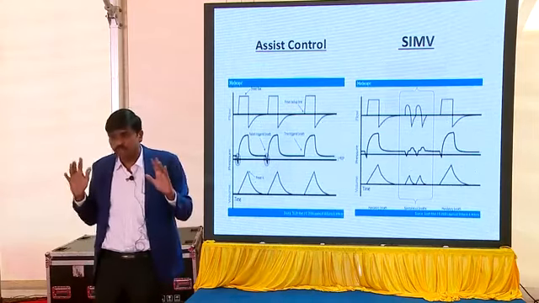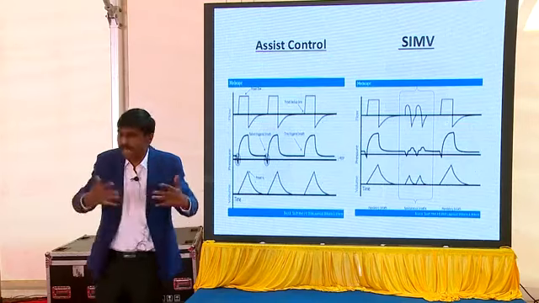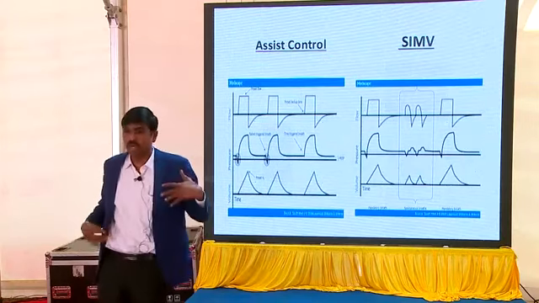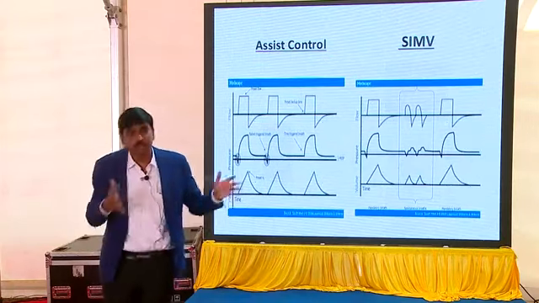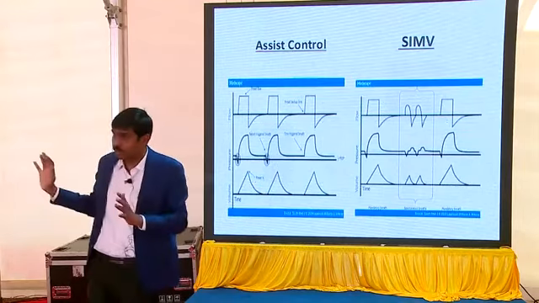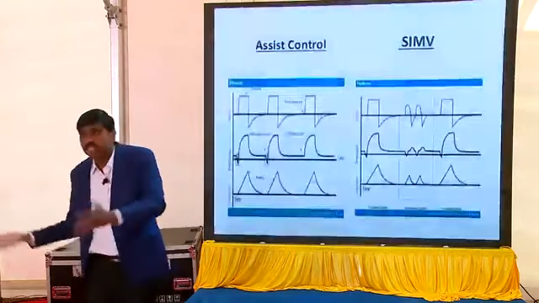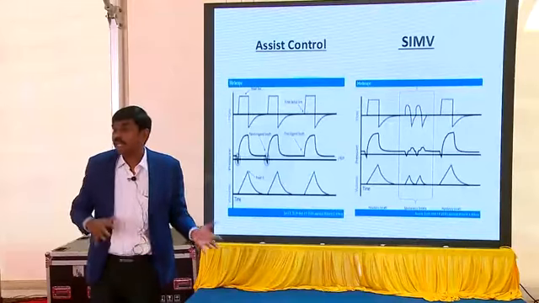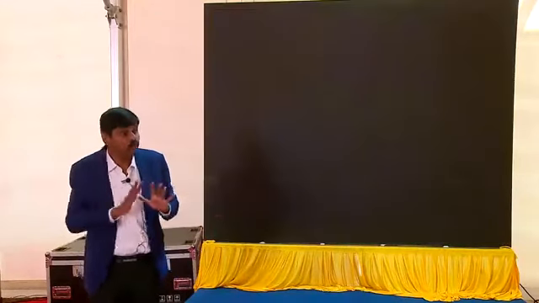So I ask my residents, what ventilation modes have you worked with? Some people say SIMV, some people say SIPPV. Now, why do some people use this, and some people use that? Well, in SIPPV, as we told, all the breaths are supported.